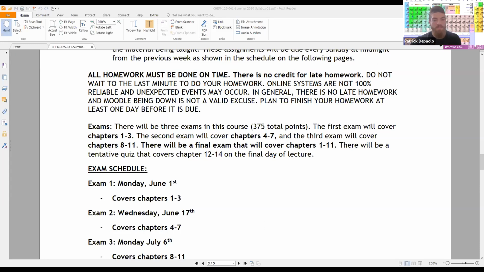Then a compound. A compound is a subset of molecule. So a molecule is any two atoms. It could be oxygen and oxygen, right? So this, we'll learn about Lewis structures later on in the class, but this is the Lewis structure for oxygen.